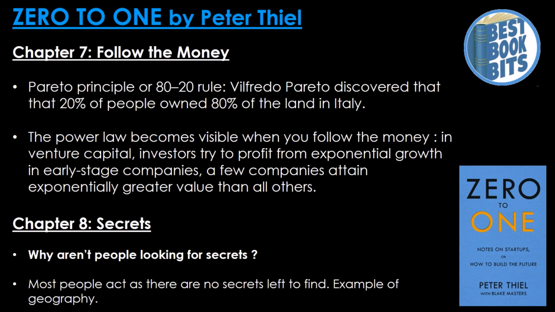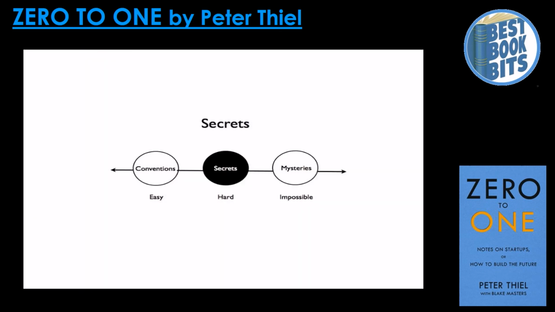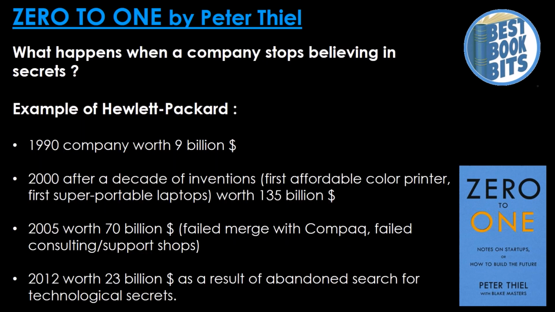And Chapter 8, secrets. Why aren't people looking for secrets? Most people act as if there are no secrets left to find. Examples of geography. On the left, you'll see conventions, which is easy, secrets, which is hard, and mysteries, which is impossible. What happens when a company stops believing in secrets?